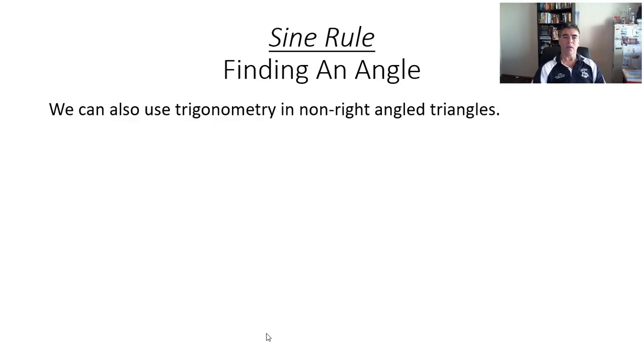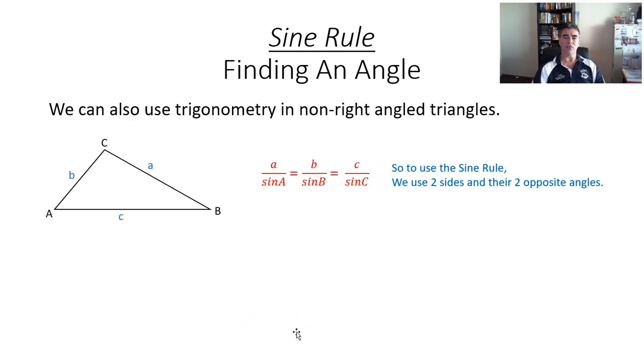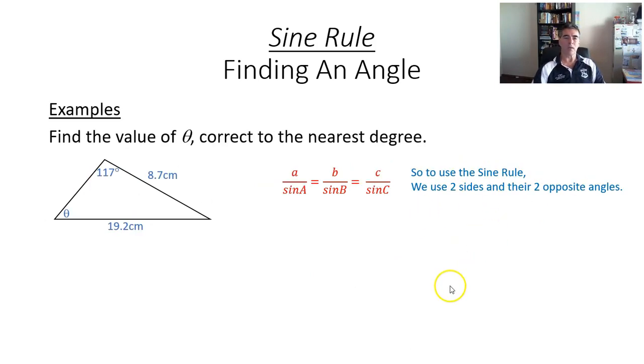Remember, we can use trigonometry in triangles that are not right angled, and I showed you where this rule came from using this triangle. We found that the sine rule was A over sine of the angle that it's opposite, and that's the same as B over the sine of that angle, which is the same as C over the sine of that angle. But we only need to use two sides and their two opposite angles. So let's have a look at an example.